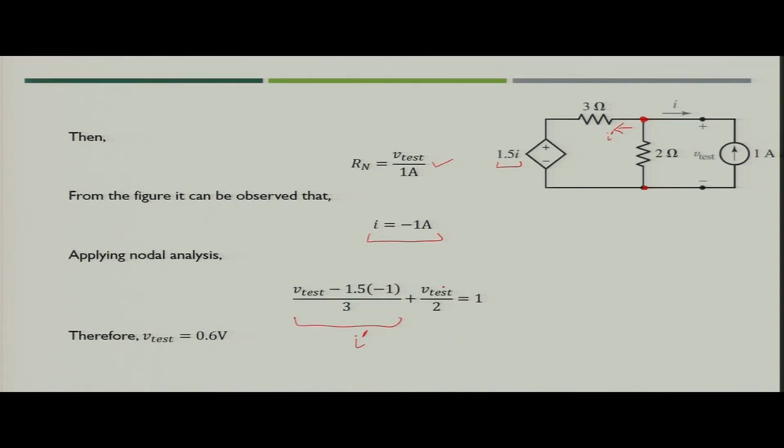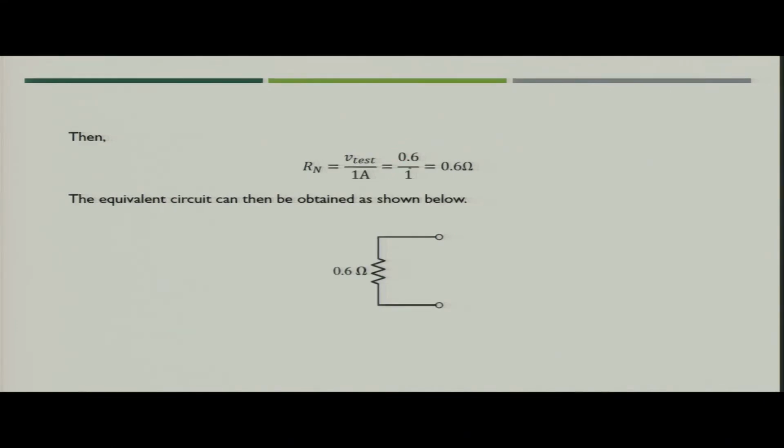Now, the current flowing through this would be V test divided by 2, and then when you apply Kirchhoff's current law, the sum of these two would be the value of current flowing into the node. So, what is the value which is flowing into the node? That is 1 ampere. So, in this equation you have only one variable, which is V test. You can easily solve this equation and you get the value of V test as 0.6 volt. You divide it by 1 ampere current, which is the current source we applied, and we get the value of Rn, that is Norton's resistance, as 6 ohm.